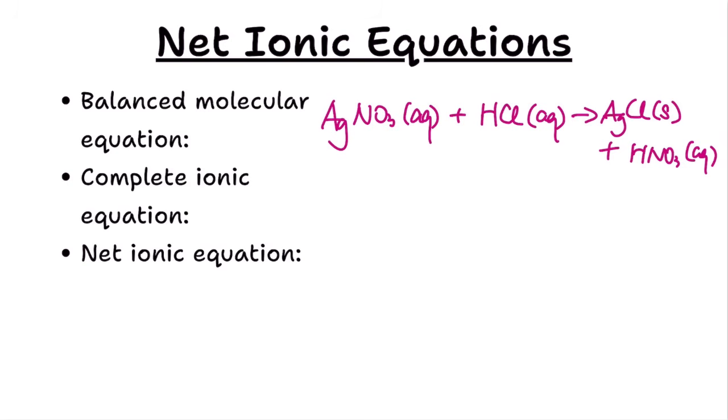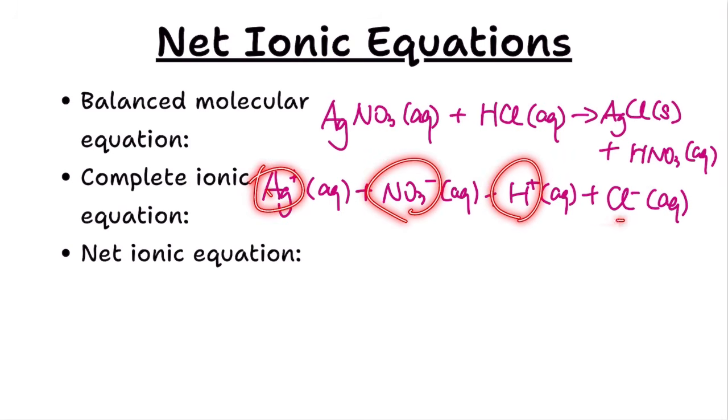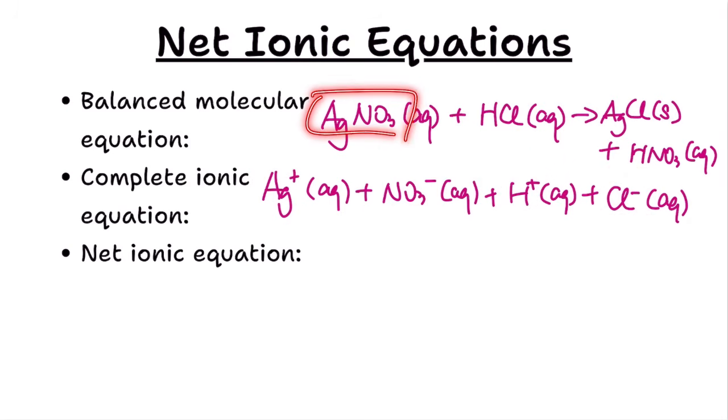Then if I write it in terms of the complete ionic equation, it will be silver plus in aqueous and nitrate aqueous plus proton aqueous plus chloride aqueous. The reason I write it in terms of the ionic equation is because in the aqueous state, the ionic compounds dissolve or dissociate into cations and anions completely. So this is actually how they look in the solution. They do not form one whole ionic compound.